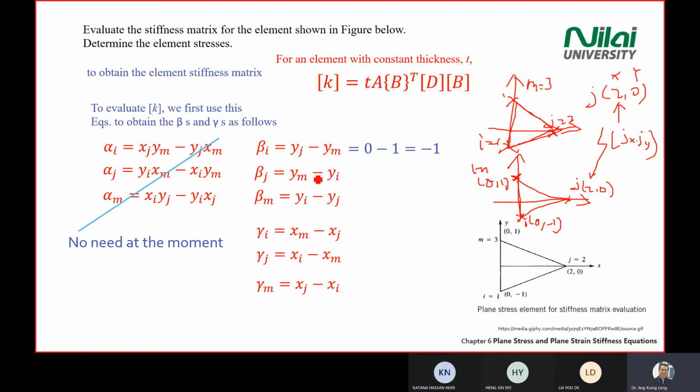Okay. So if you look at the first example, beta I equal to yj minus ym, it just asks you what is the y coordinate for j. So you look at j, you have x and y coordinate. This is x and y. So if it asks you y sub j, you're looking for the y coordinate, which is 0. Then the second one, it asks you for ym, referring to point M. So you have x and y again. So it asks you the y coordinate, ym. So it is 1.